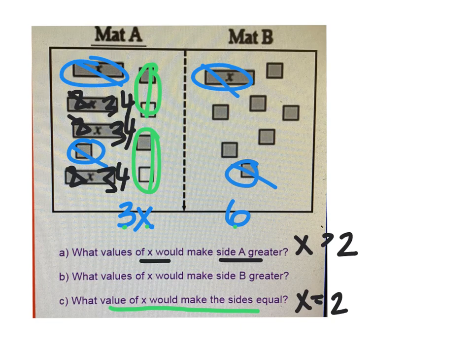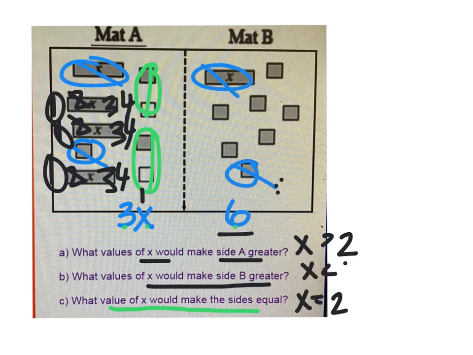How about the next question? What values of X would make side B greater? Well, side B, we want this to be bigger. If X is 2, they're equal. So it'd have to be anything less than 2. If it was just a 1, 3 times 1, that's less than 6. If these were just 1s, that'd only be 3. If they were zeros, 0, 0, 0, then that would definitely still be less. So it's anything less than 2 would work for that one.